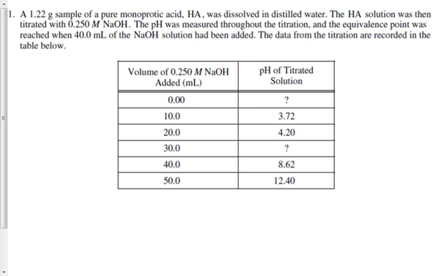So first problem says a 1.22 gram sample of pure monoprotic acid, HA, was dissolved in distilled water. The HA solution was then titrated with NaOH. pH was measured throughout the titration, and the equivalence point was reached when 40 milliliters of NaOH had been added. The data from the titration are recorded in the table below. Okay, so A. Explain how the data in the table above provide evidence that HA is a weak acid rather than a strong acid.